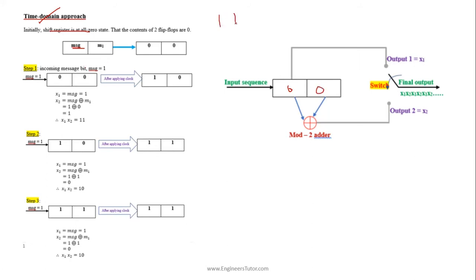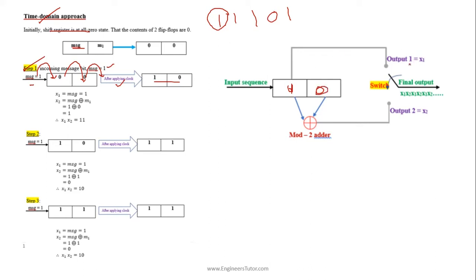The given input bit stream is 1, 1, 1, 0, 1. The first incoming bit is 1. In step 1, the incoming message bit is 1 and the state of the shift register is 0, 0, 0. After applying one clock pulse, this 1 comes to this place, 0 comes to this place, and this 0 will be discarded. So the state of the shift register becomes 1, 0.